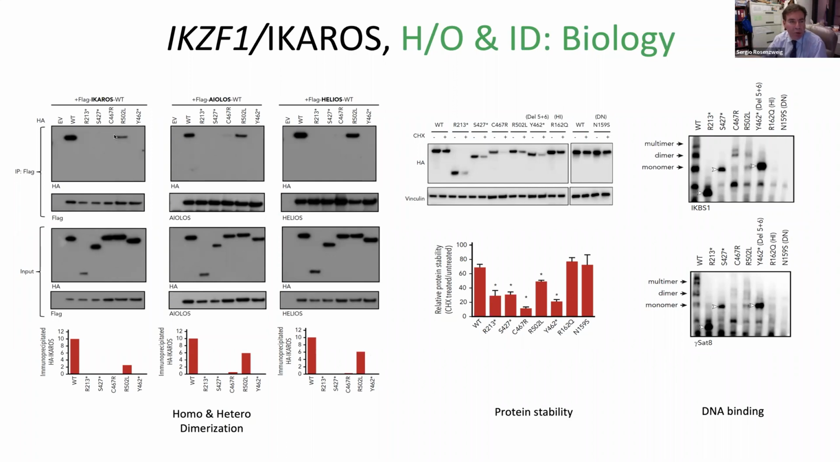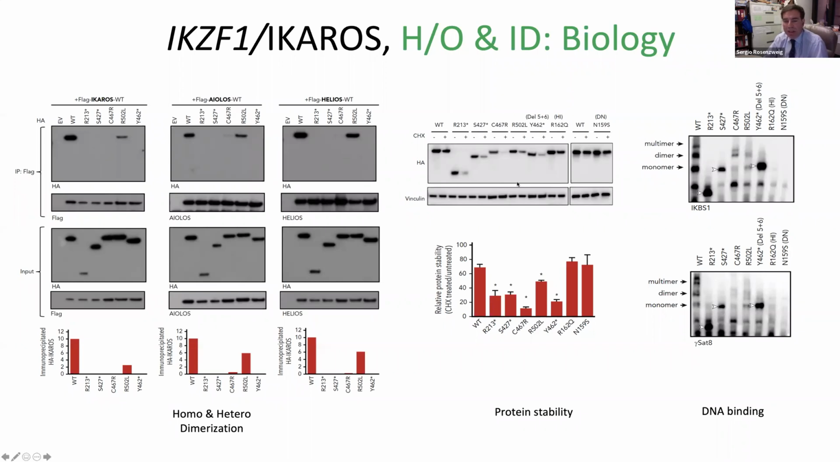Here we're doing co-IPs, and you can see that the mutants were not binding to the wild type. So it was a dimerization defect. It could be complete, like for most of the mutations, or partial, like for this R502L. They were not binding together, they were not making dimers. And that happened IKAROS with IKAROS, IKAROS with Aiolos, or IKAROS with Helios. Again, they were defects in dimerization.